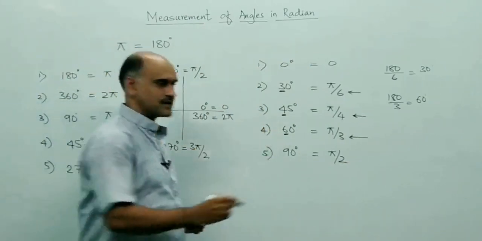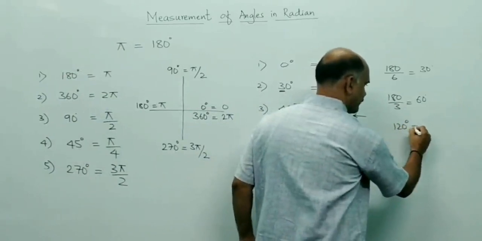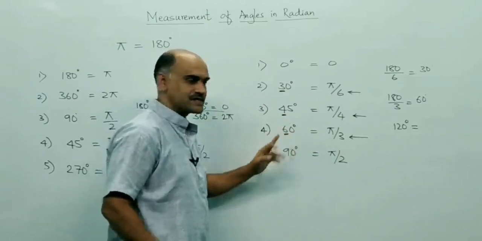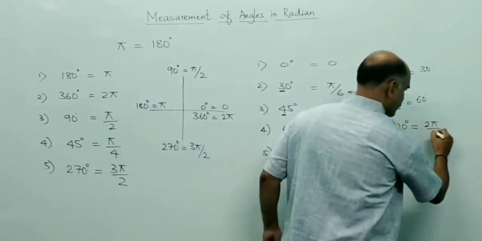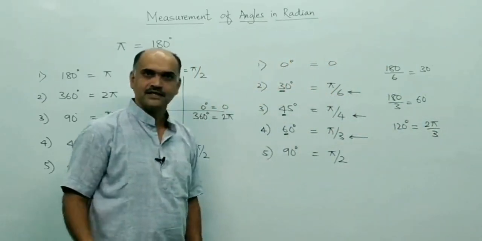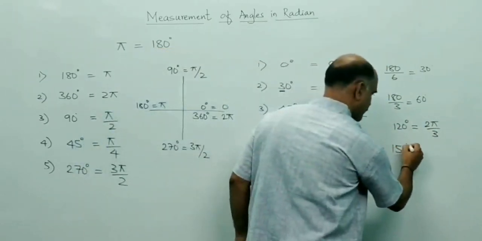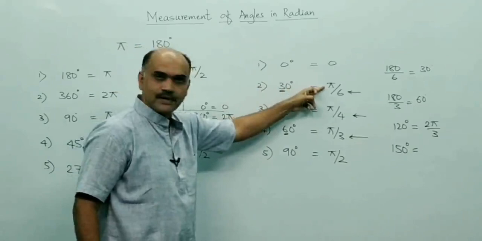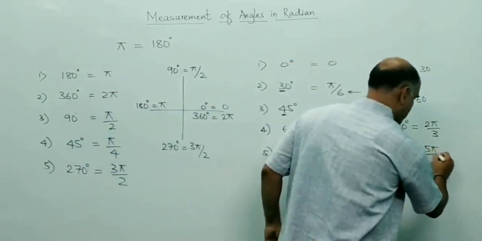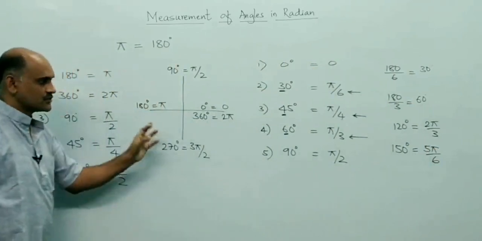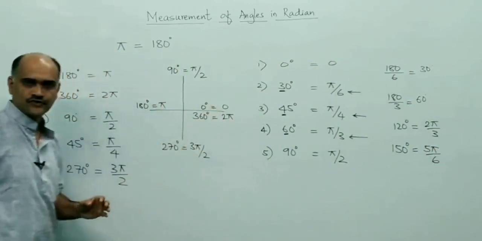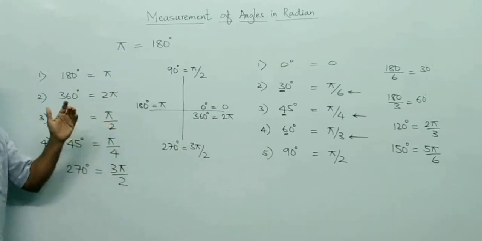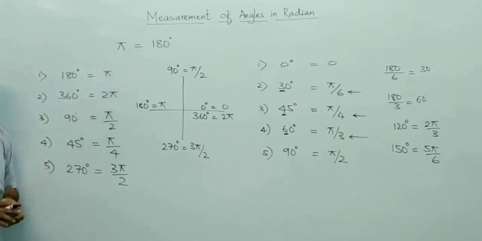So 60 is pi by 3. Now suppose we ask for 120 degrees. 120 is double of 60, so in radians it will be 2 pi by 3. Similarly, 150 degrees: 150 is 30 times 5, so multiply by 5 and you will have 5 pi by 6. Clear, students? These will be very helpful in future. So you can pause, note down these values, then we will see problems on finding the angle in radians.